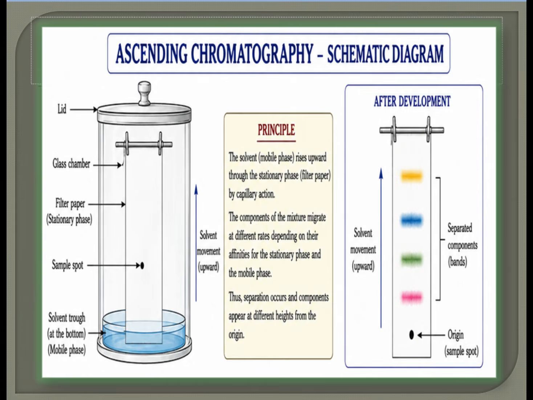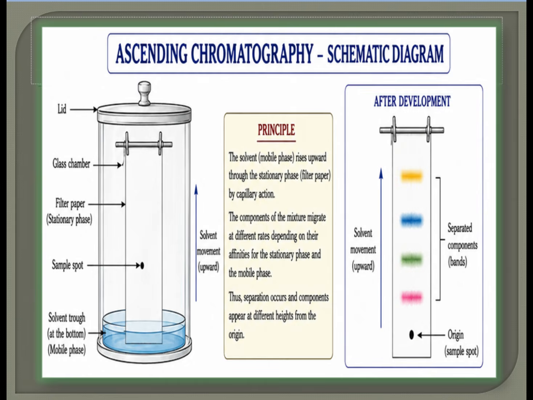As it moves up, it carries the sample with it. Different components in the sample have different attraction to the paper and different solubility in the solvent. So they travel at different speeds and get separated. So what happens after the spot development? After some time, we take the paper out and let it dry.